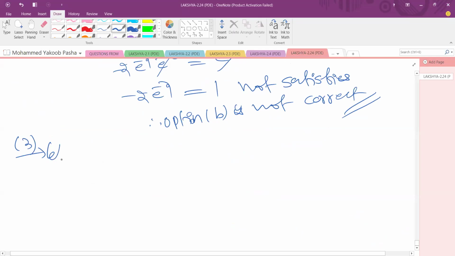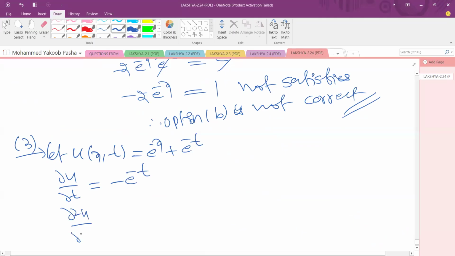Let u of x comma t is equal to e power minus x plus e power minus t, and calculate dou u by dou t, that is equal to minus e power minus t, and dou square u by dou x square, that is equal to e power minus x. Therefore substitute in the given equation.